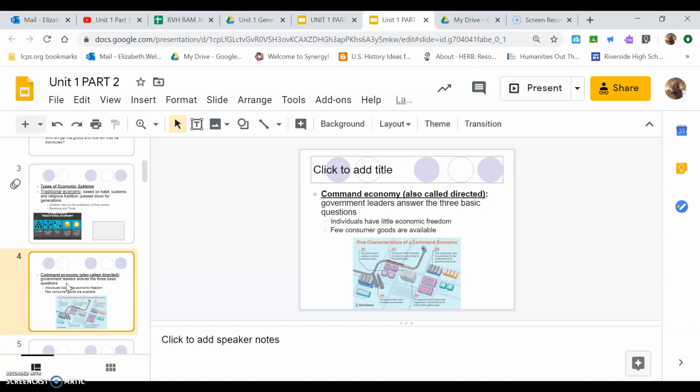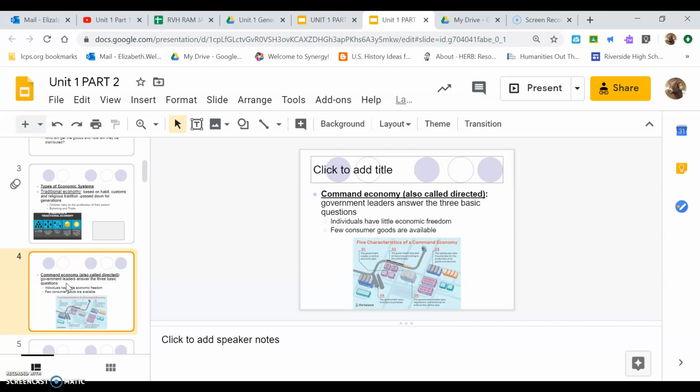So I often call this the direct economy. There's very little economic freedom. The government makes all the decisions. So let's say a good example is any dictatorship is a command economy. Dictatorships, oligarchies, which are groups of people controlling. So Soviet Union, North Korea, there's several examples. Nazi Germany, right?